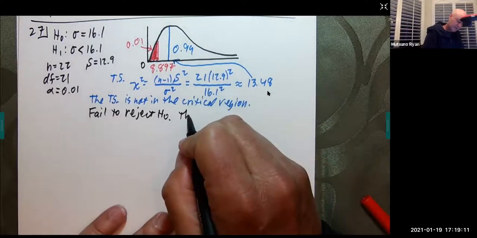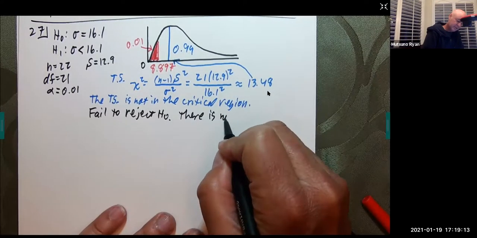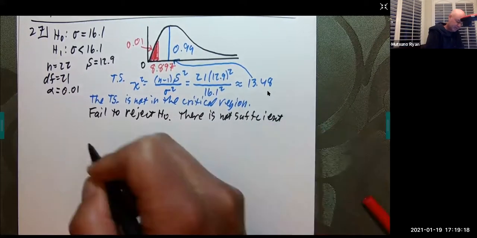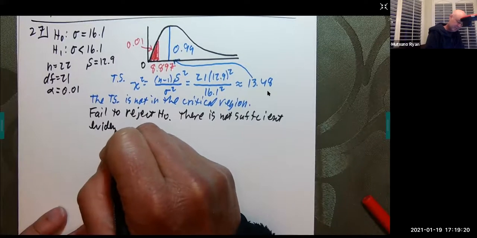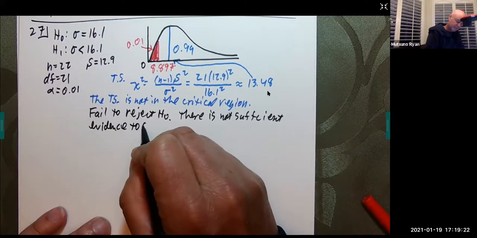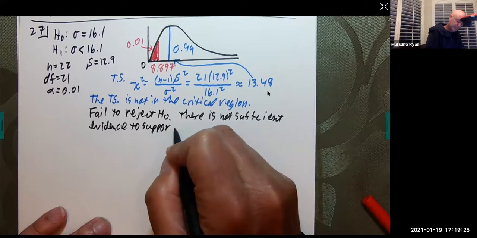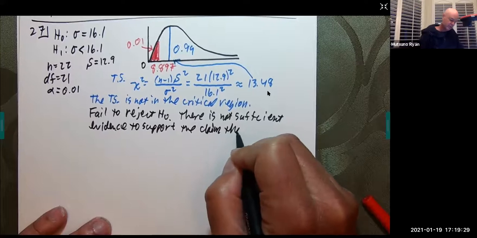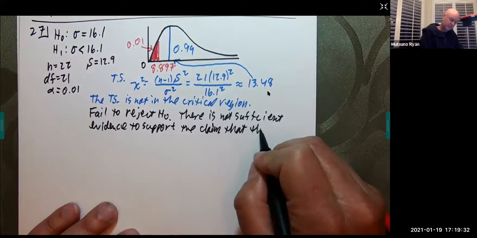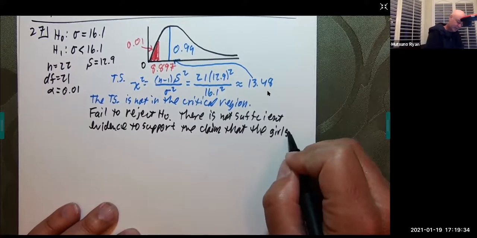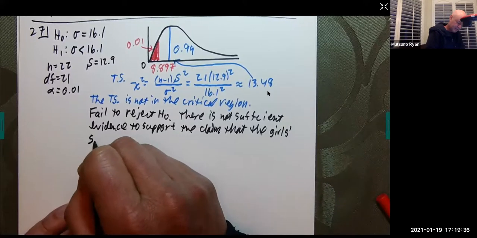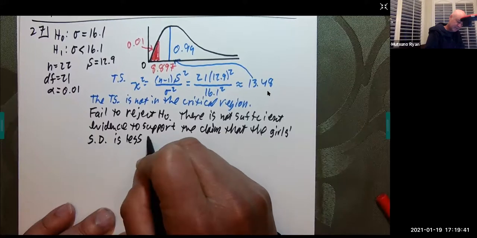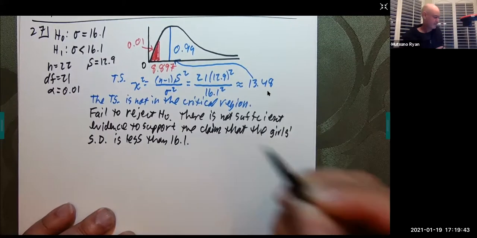So there is not sufficient evidence to support the claim that the girls' standard deviation is less than 16.1.